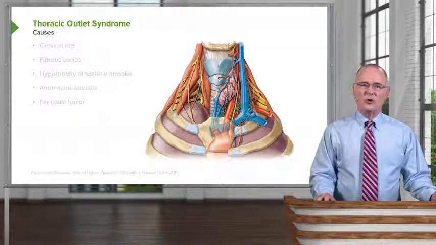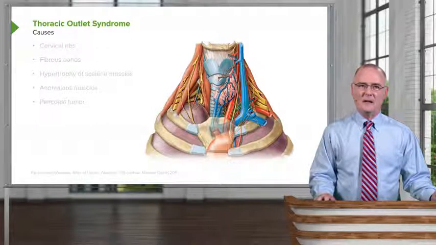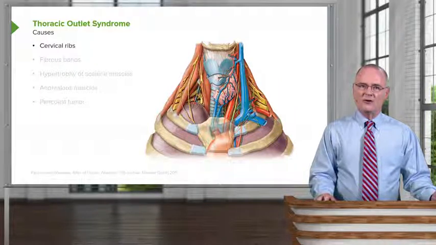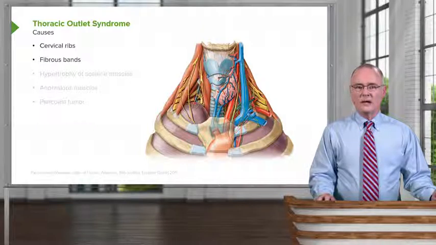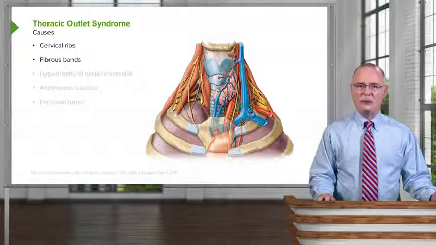What are some of the structural causes of thoracic outlet syndrome? And there are several. The first structural cause could be the presence of cervical ribs. Another structural cause could be the presence of fibrous bands running within this region, compressing some of these structural outlet elements.